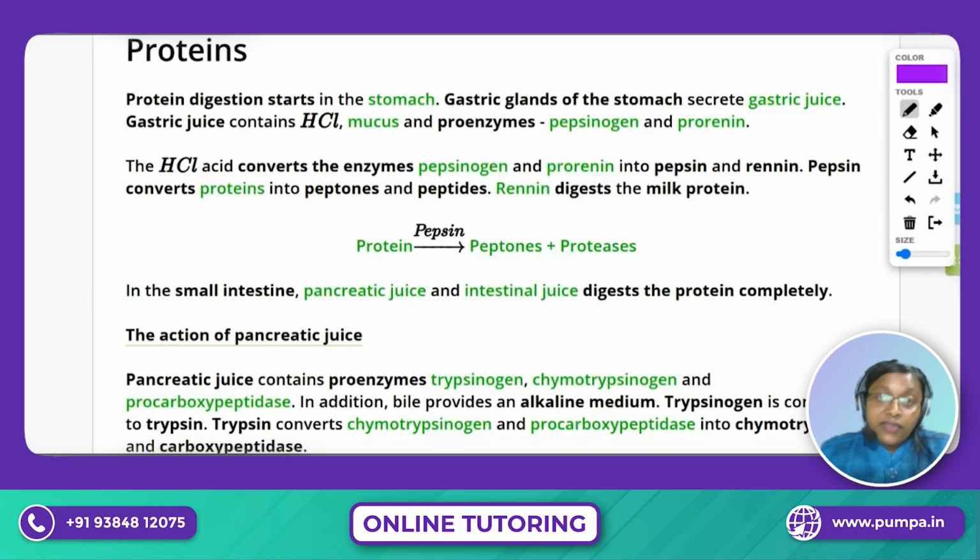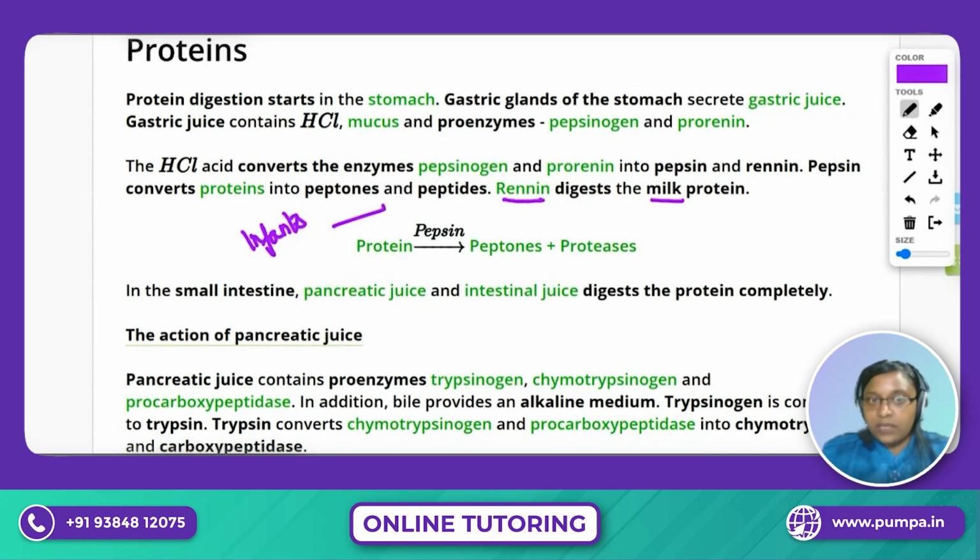And next to that, we will learn about the renin, children. Renin digests the milk protein. And that's why they can ask this indirectly, like: infants will have a blank protein digesting enzyme in their body.